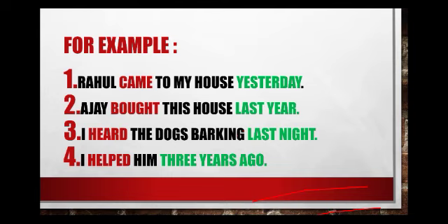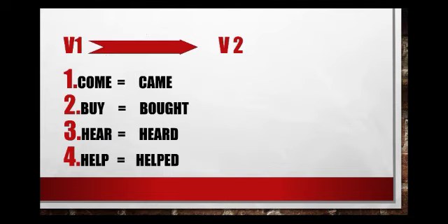Okay. Now look at those red words in the sentences. Came, bought, heard, helped. These are the second forms of verbs or the past tense forms of verbs. To understand this, look at these verbs. How we have changed the verb first form into second form. So, look at the first one, come. It has changed into came, buy, bought.